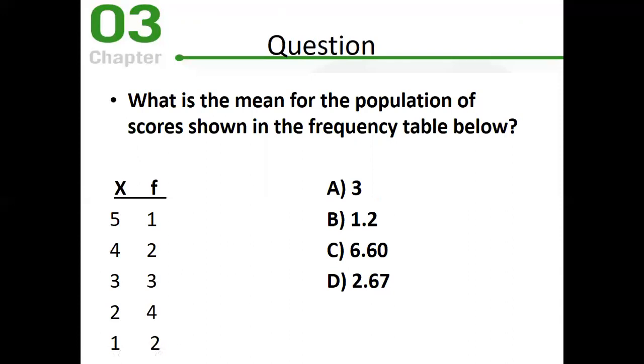Okay, if you go through with that, you should end up with a column that looks like this. And 32 divided by 12 is 2.67. The mean for this data is 2.67.